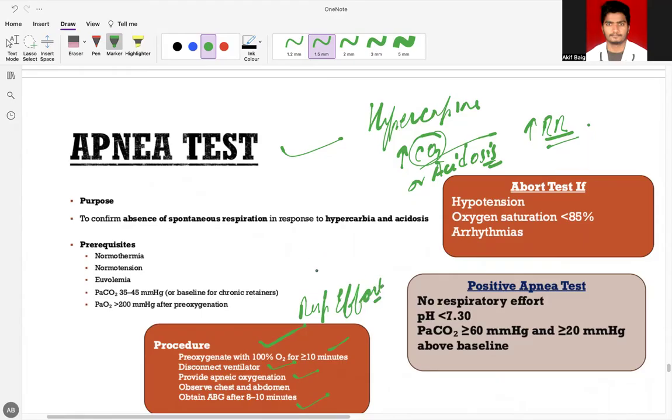Also, there will not be any acidosis. The pH will be more than 7.3, and the patient will suddenly wash out the CO2 also, so PaCO2 will be less than 60.